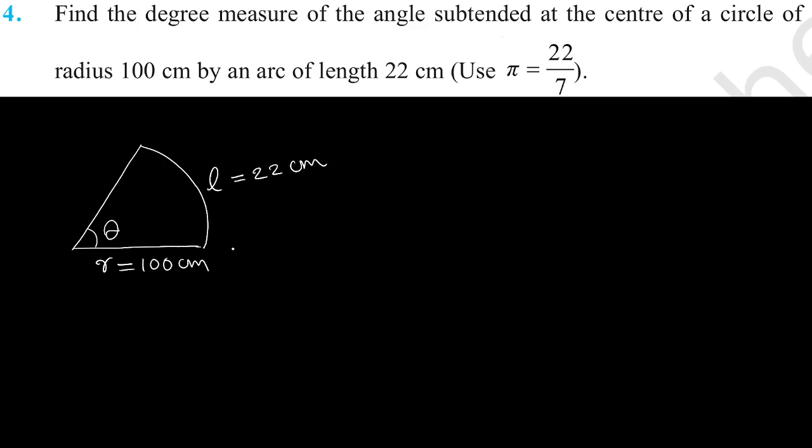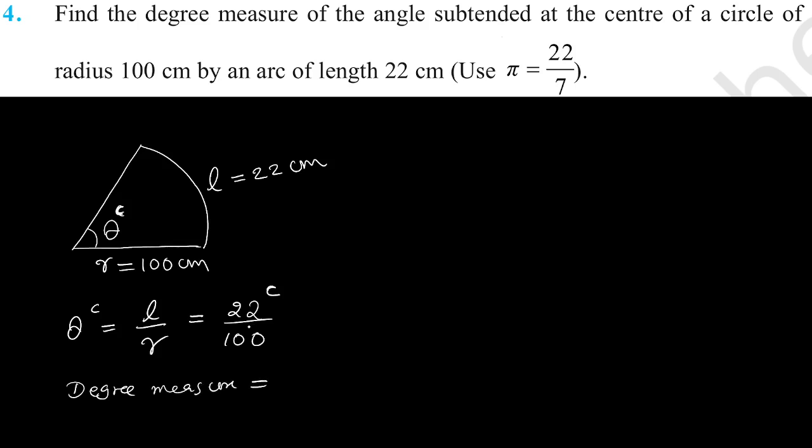All of you please listen. We studied that theta in radian value is given by L by R. L is 22 and R is 100. But this much is the radian measure. I want the answer in degree value. I want the center angle in degree measure.